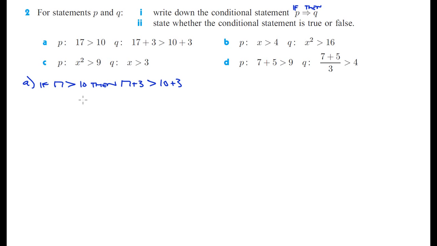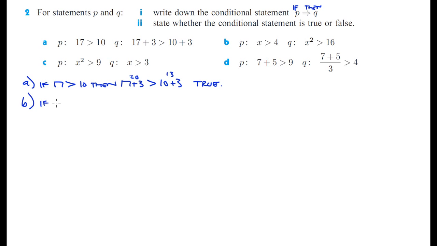All right, and part 2 says state whether the conditional statement is true or false. That would be true, right? Because 17 is greater than 10, and then so 20 is greater than 13, so that would be true. All right, B.